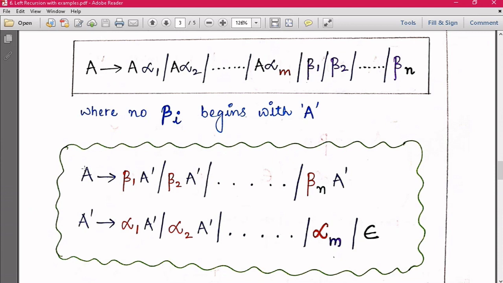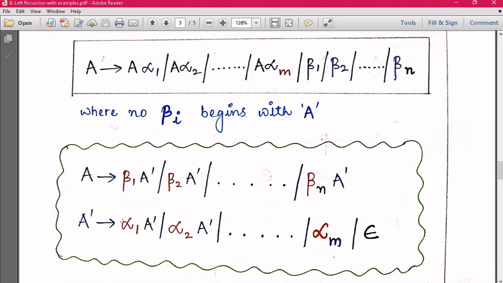So as I've already told you, you have to pick the production which is not having left recursion. So simply you'll write A will produce what? Beta 1, beta 2 till beta n. None of them is using left recursion. So we'll also add one new variable here. So the new variable can be A dash. So we can write beta 1 A dash, beta 2 A dash till beta n A dash.